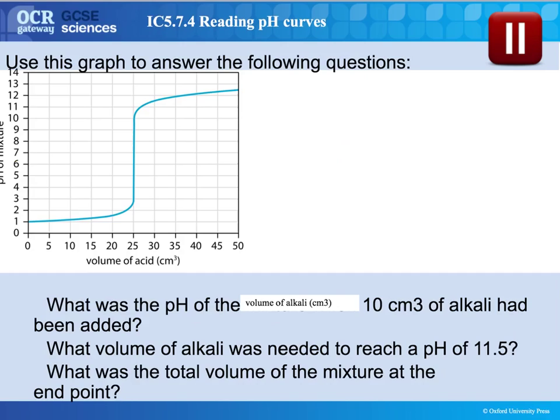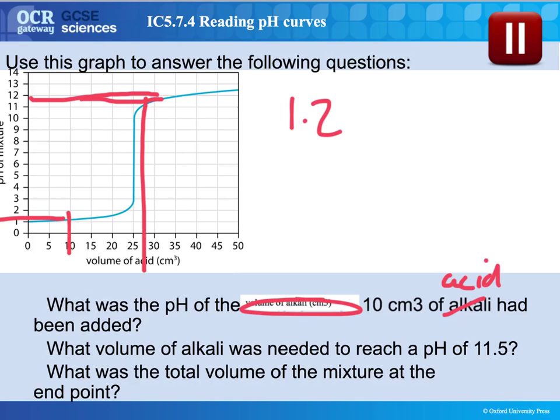Can I apologise for the mistake on this slide? What it should actually say is, what was the pH of the alkali after 10 cubic centimetres of acid had been added? The pH there is just over 1, probably say about 1.2. What volume of alkali was needed to reach a pH of 11.5?